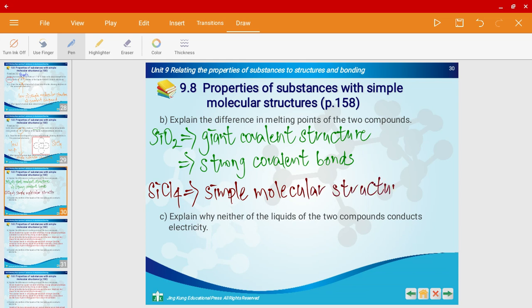So comparatively, a small amount of energy is needed to overcome the weak van der Waals forces. Yes. The weak van der Waals forces.